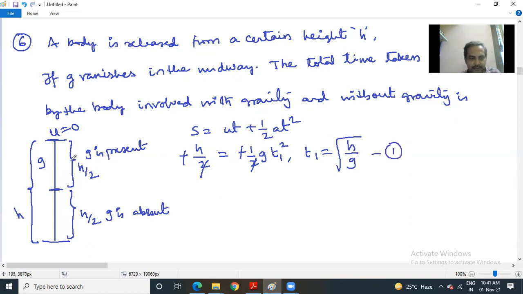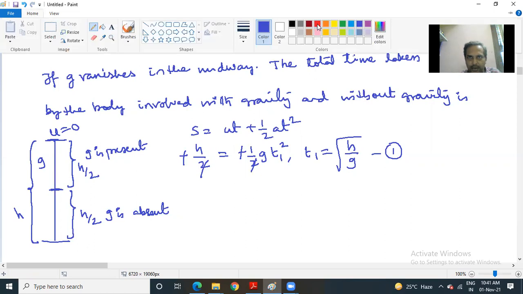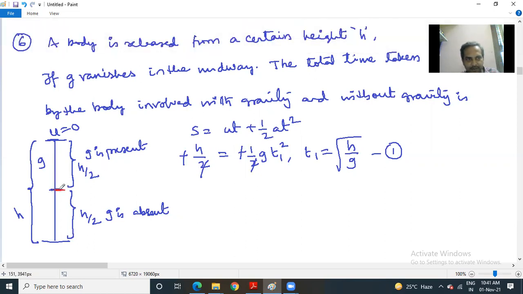When it travels half of the total height, after completion of half of the total height, it possesses velocity v, let us say on reaching point C. Since after that there is no g, it travels with uniform velocity. If g is present, it travels with uniform acceleration. If g is absent, it travels with uniform velocity. First, you try to get the velocity it is going to acquire after reaching point C.